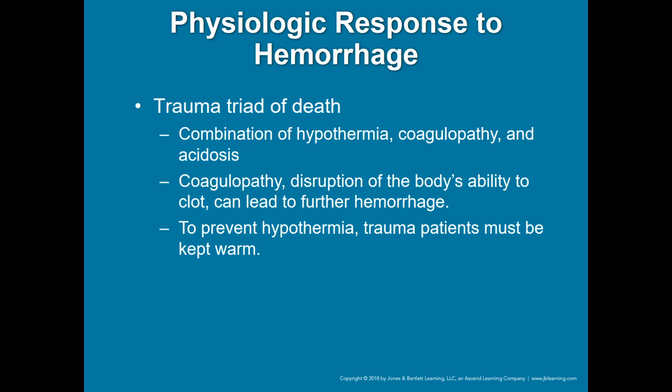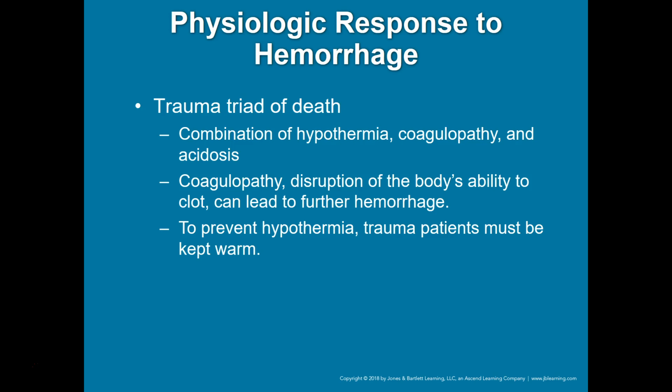I'm just going to read some of it to you. The trauma triad of death is a combination of hypothermia, coagulopathy, and acidosis that significantly increase mortality in trauma patients. These three conditions work to increase one another in a positive feedback loop, rapidly worsening the patient's condition. Feedback loop, what we were just talking about. Basically, it snowballs, is an easy way to say it.